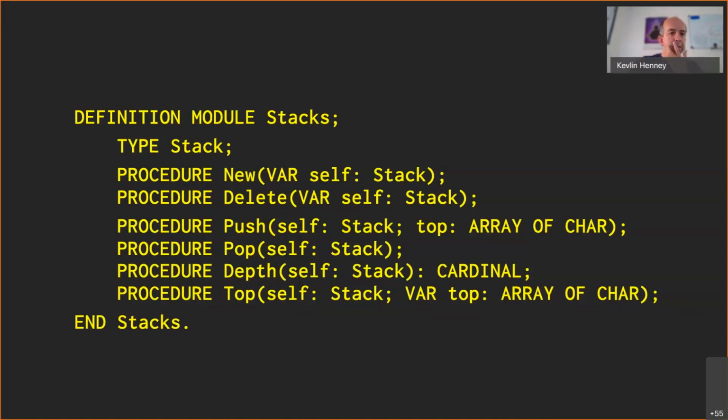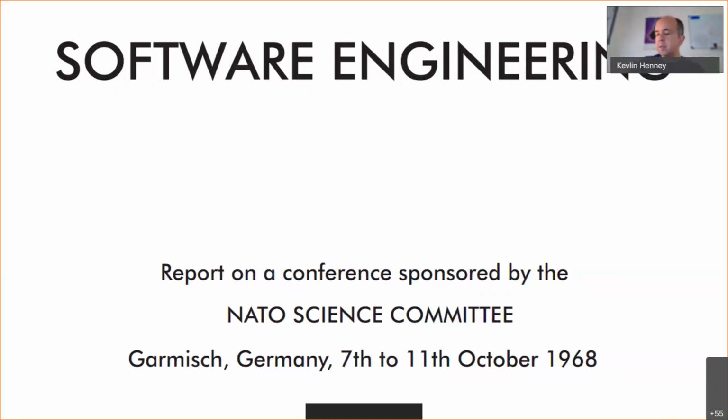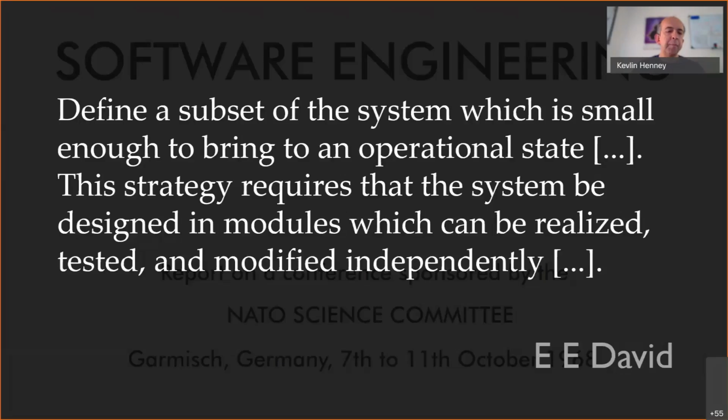Now, that, of course, itself is not a new idea. Many people will date modular thinking to the 1970s. I don't know, let's take a Wayback Machine all the way to the 1960s. We go back to the NATO Software Engineering Conference in Garmisch in 1968. Actually, there was an awful lot said about this. "Define a subset of the system which is small enough to bring to an operational state. This strategy requires the system be designed in modules which can be realized, tested, and modified independently."